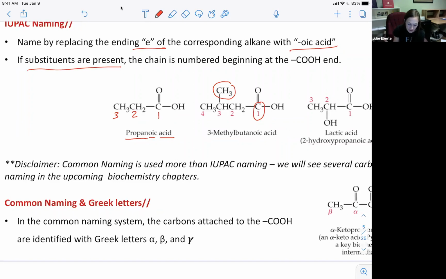So the whole name becomes 3-methyl. We know a 4-carbon chain as an alkane would be butane, but we take the E off and we put oic acid. So 3-methyl butanoic acid.